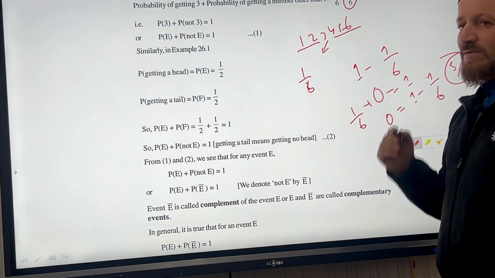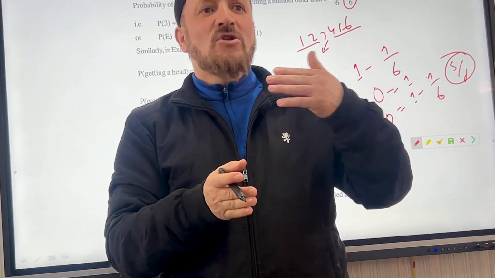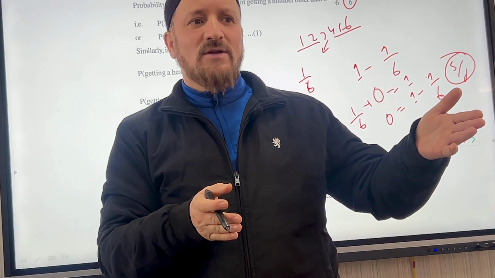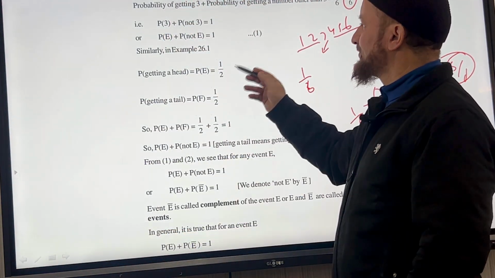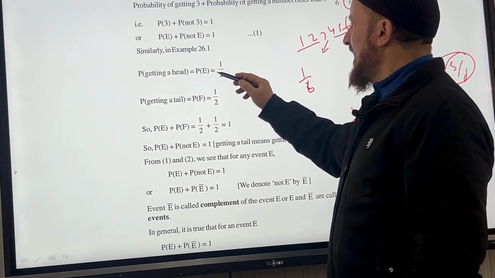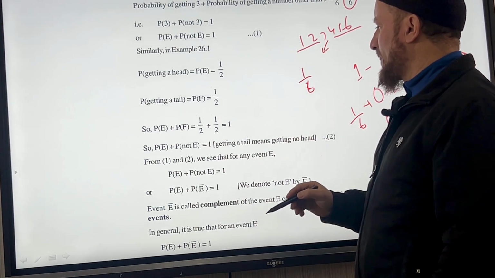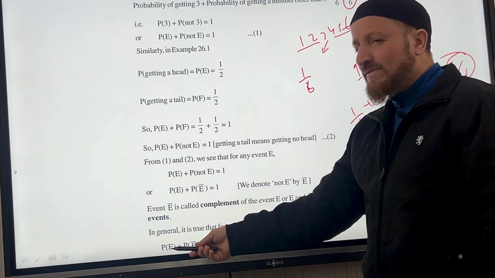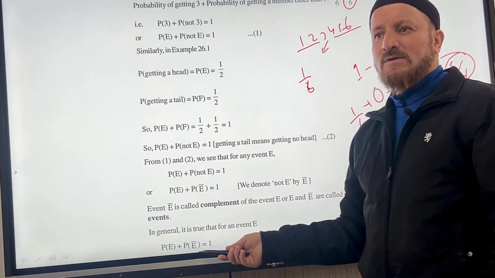Even if we add together, that will be 1. So what is the probability of getting 3 and what is the probability of getting not 3? That is the complement of 3. If we add them together, that again will be 1. Got it? Probability of getting head is 1 by 2. Probability of getting tail is, again the sum is 1, and so on and so forth. So the probability of any event and the complement of that will also be equal to 1.